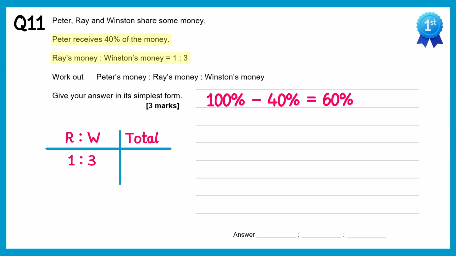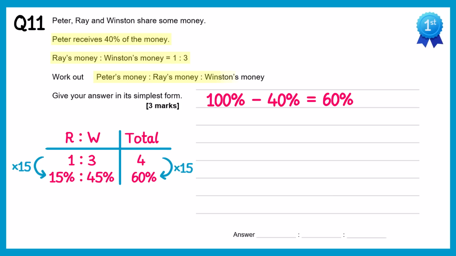The total number of parts here is 4, since if we add 1 and 3 together we get 4. The 60% that they have represents their total share of the money, so we'll write 60% underneath this 4 parts. Then we need to consider how we get from 4 to 60. That would be multiplied by 15. So we can also multiply the 1 and 3 parts by 15. 1 15 is 15, and 3 15s is 45. So we find that Ray receives 15% and Winston receives 45%.